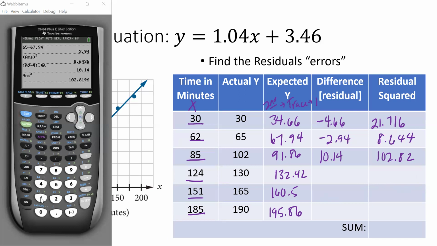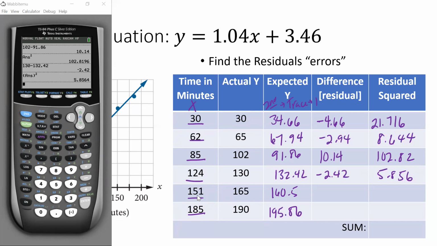Oh. All right, so again, 130 minus 132.42. And we get, and then we hit second answer. Why am I putting in parentheses again? Because it's a negative. And when you square a negative, you have to utilize parentheses. So we have negative 2.42 and 5.856.